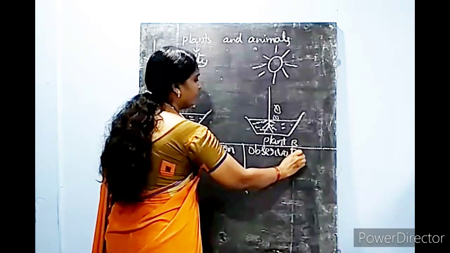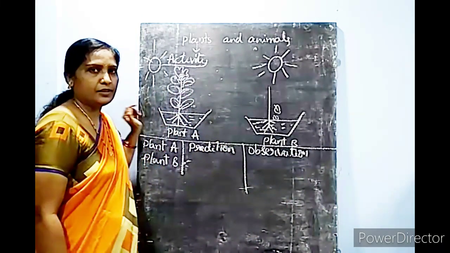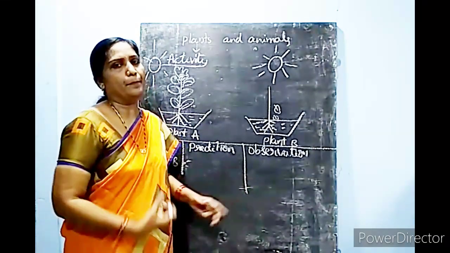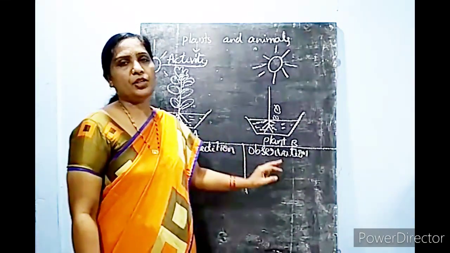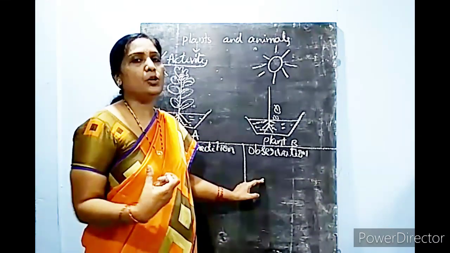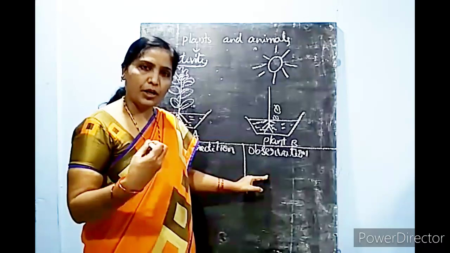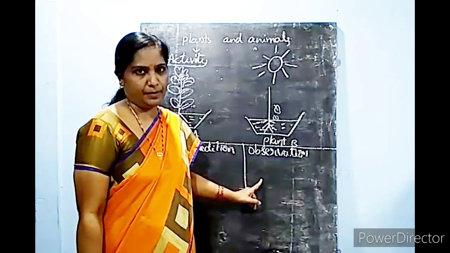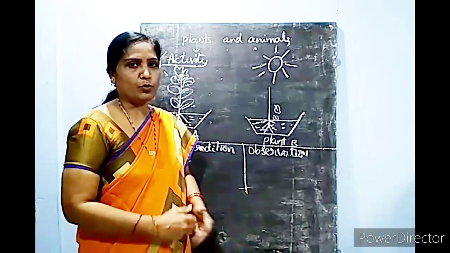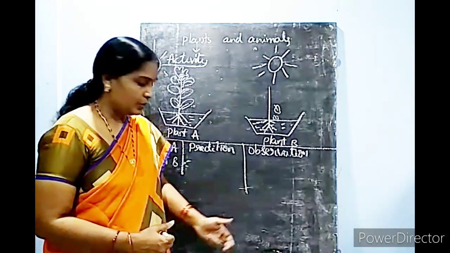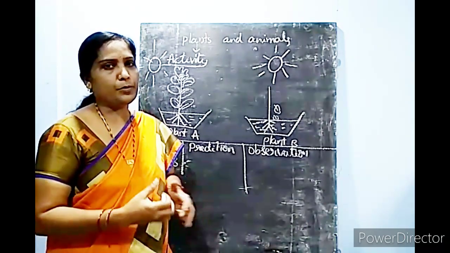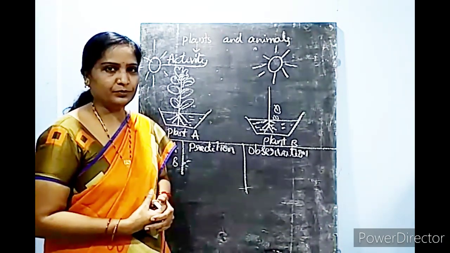What is the meaning of prediction? Prediction means your guess. What might happen? Observation means after doing the activity, what you really saw there, what you understood from that experiment. That you are going to record now. Write in your volume book what you understood, what you had seen in pot A and pot B, which I showed you.